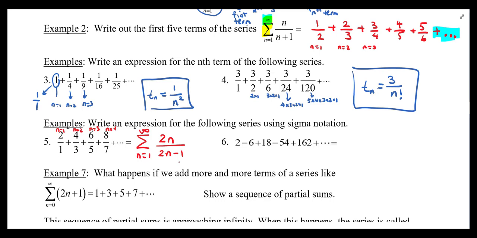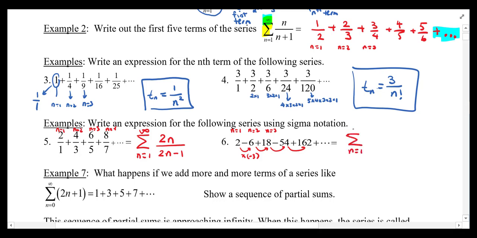Take a look at what's happening with number 6. What's the pattern going on here? Hopefully you can see that I'm multiplying by -3 each time to get to the next term. So there's a few ways you can do this. If you want to think about this as the first term, and then here's the second term, and here's the third term, it looks like to go from the first term to the next term, we have to multiply by -3.